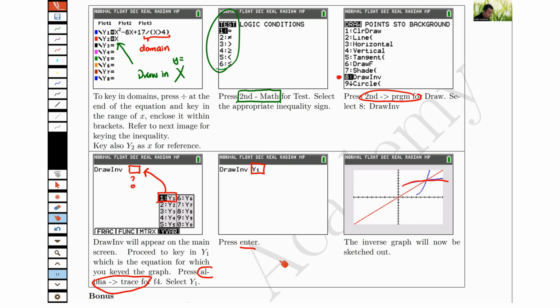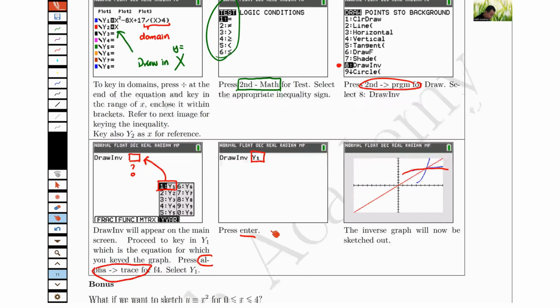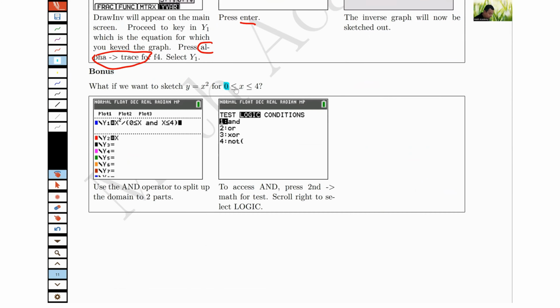One last thing I need you to know, for this domain type, if it is in between two numbers, unfortunately, the GC needs you to key this word AND. You cannot just key as per 0 to 4. You must type the word AND. And AND is located at logic. So instead of when you press second math, test will give you your inequality, logic will give you the word AND. Okay, so go for this logic in order to key in this word if you need in between two numbers.